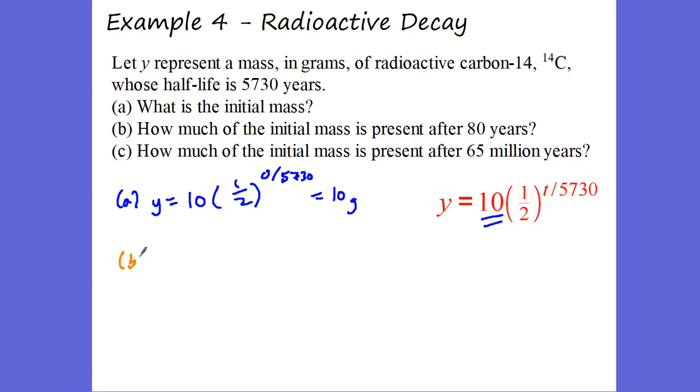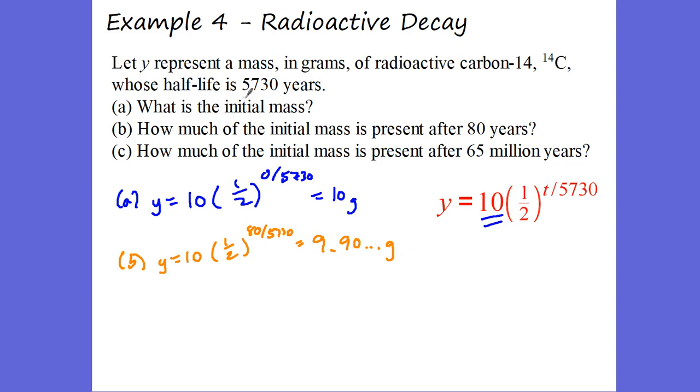And so let's go to B. How much mass is present after 80 years? So we have y equals 10 times 1/2 to the 80 divided by 5,730. And so we have 10 times 0.5 to the 80 divided by 5,730, and we end up getting 9.90 something grams left. We got a lot left after 80 years.